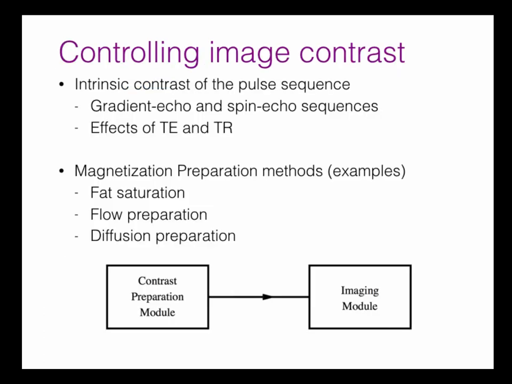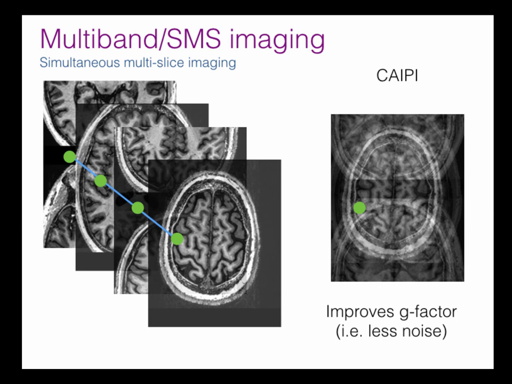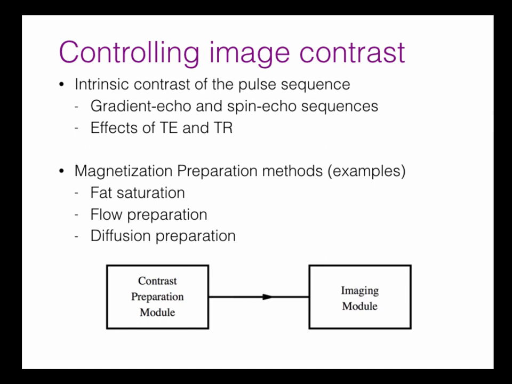Okay, so those are really the main methods for applying image acceleration. Now I'd like to move on to talking about image contrast, because so far I've talked about how you make an image, but you get the image that you get when you use those methods, right?